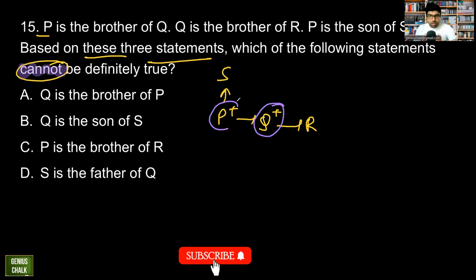Yes, if P is the brother of Q, so this is absolutely correct. This is not my answer. Q is the son of S. Yeah, if Q is the son of S, because Q is plus sign, absolutely correct. P is the brother of R. Yes, P is plus sign, so this is also correct.